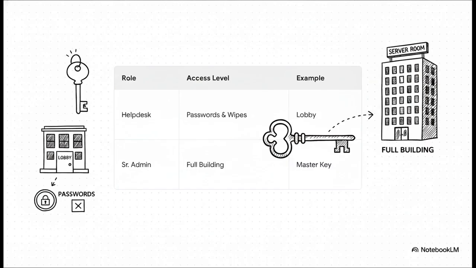With Intune RBAC, you can map out exact roles. Your help desk staff might only get permissions to reset passwords or wipe a device, essentially giving them the keys to the lobby and the maintenance closet. Meanwhile, your senior security administrators, they get the keys to the server room. Structuring this accurately prevents the accidental demolition of your carefully built environment by an overly enthusiastic junior admin.